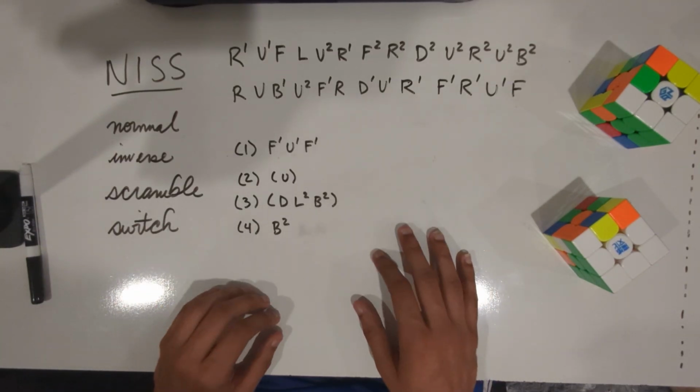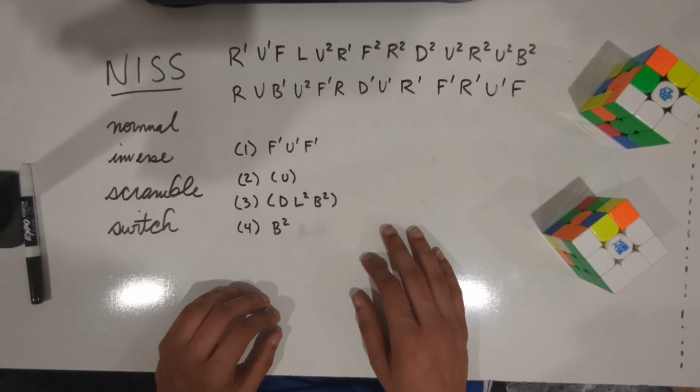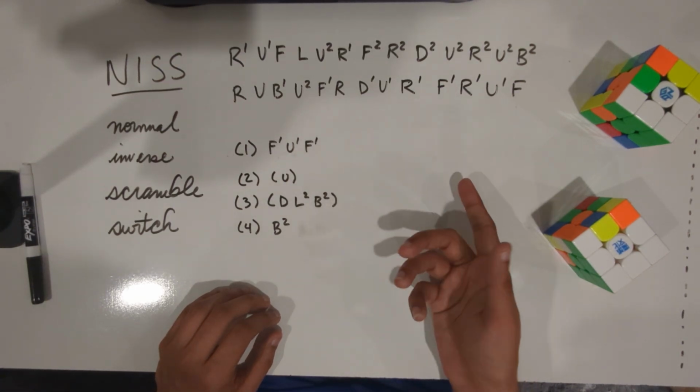That order is actually really important. When you switch to the other side of the scramble, you need to make sure to reverse the orders of the sequences also.